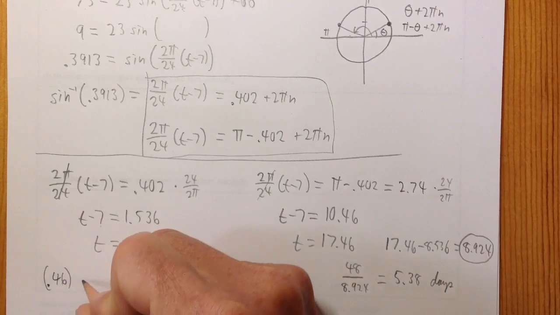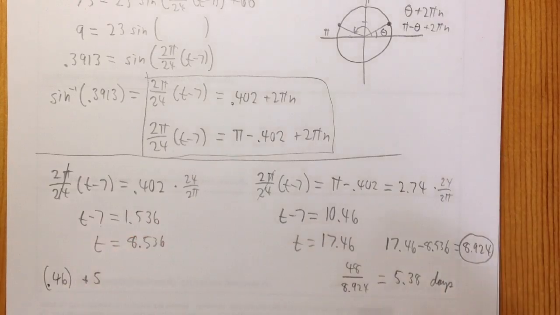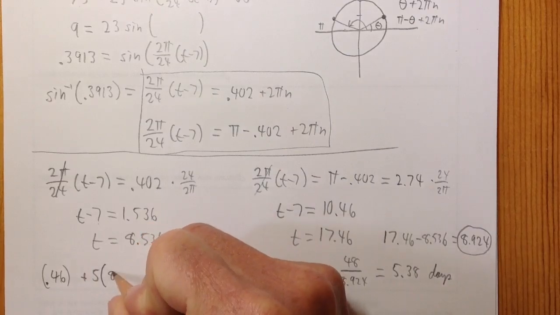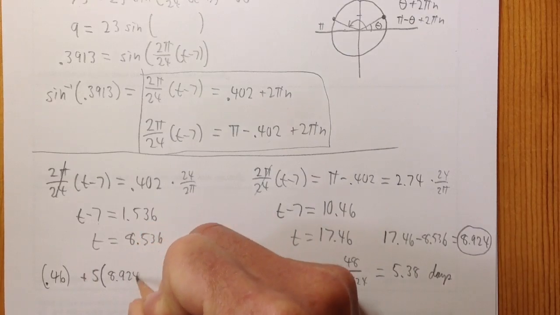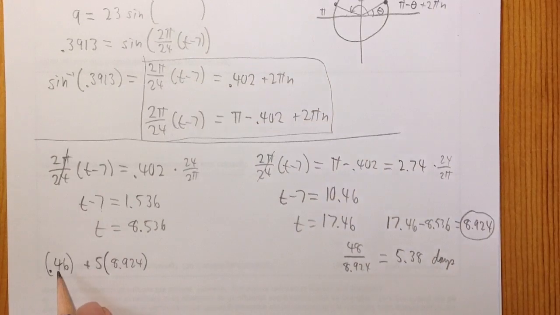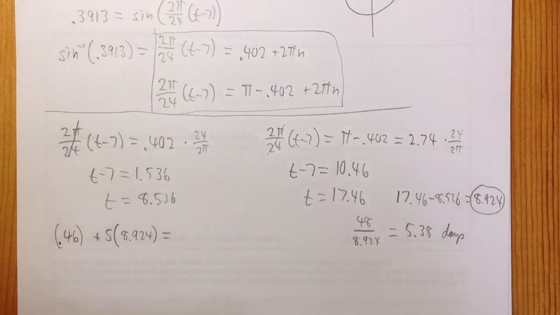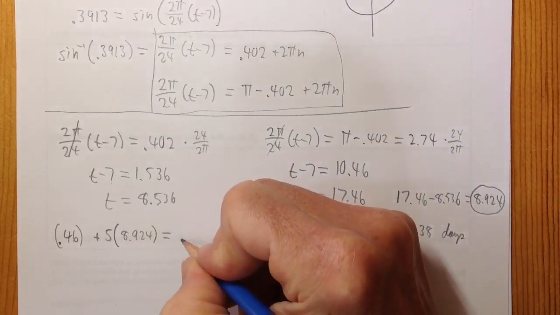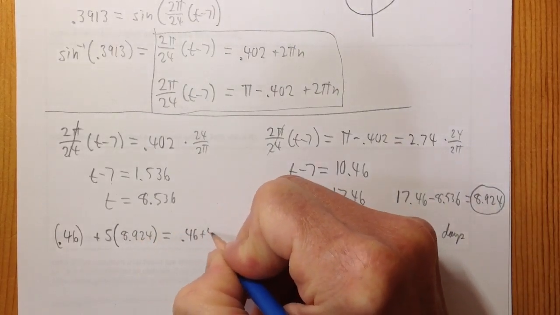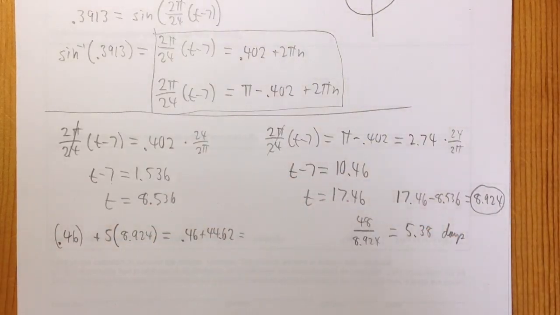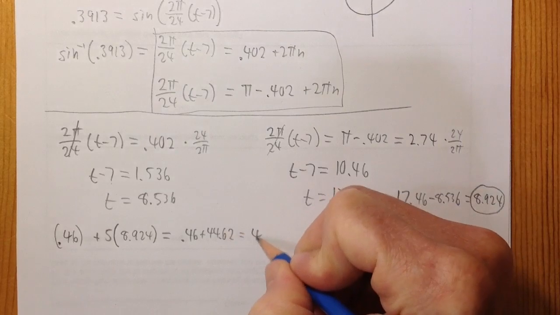So we're going to have 0.46 plus 5 full days, and then we've got to figure out what fraction we have left. So we have the first day, we only have 0.56. We get 5 full days. Let's figure out what that is. So 5 full days is 5 times 8.924, which is 44.62. That's 0.46 plus 44.62, which is 45.08.